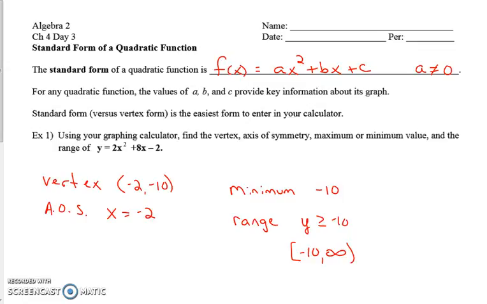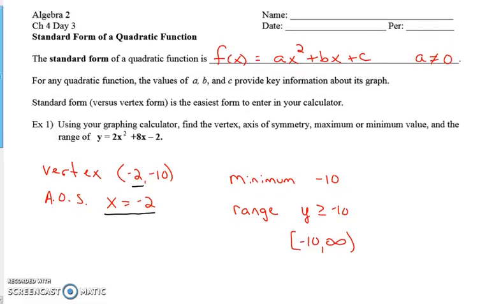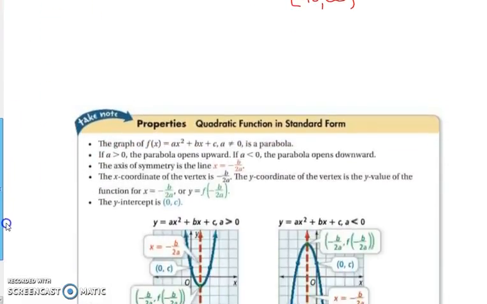Okay, so hopefully you found your vertex to be the ordered pair -2, -10. And remember that the axis of symmetry is x equals, and it's always the same x value as what the vertex is. This is a minimum parabola because the parabola opens up and its minimum value is -10, which is also the y value of the vertex. And the range goes from -10 to infinity, and we include the -10. Of course, we don't include the infinity.